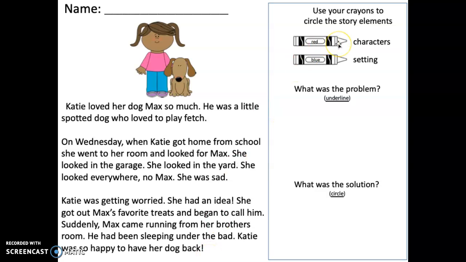All right, get your red crayon ready. Find who the characters in the story were. Then get your blue crayon ready. Find the setting. Underline the problem and circle the solution.